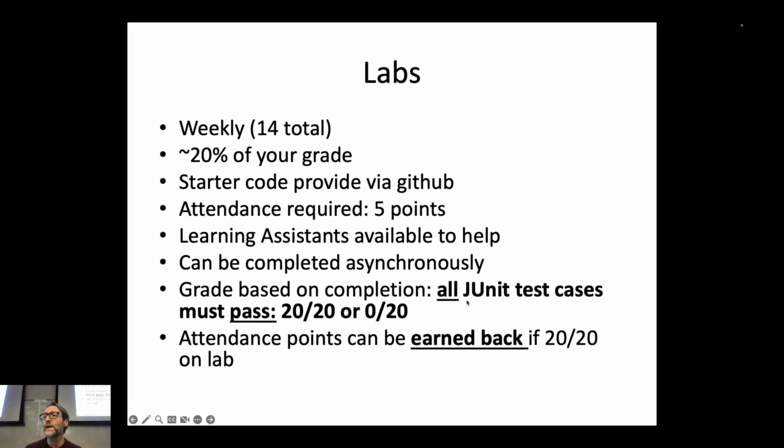But otherwise, it is based on the JUnit test cases. If you haven't seen it yet, you'll see it today. We give you some starter code, you write some code to complete it, you hit a button, and it runs all of these JUnit test suites, right? It could be 5, it could be 100 different tests that we do. If you pass them all, you get your 20 points, 20 out of 20. If even one of them fails, you need to keep working on it until it's complete. They're based on completion. Right? So it could be a 0 out of 20.